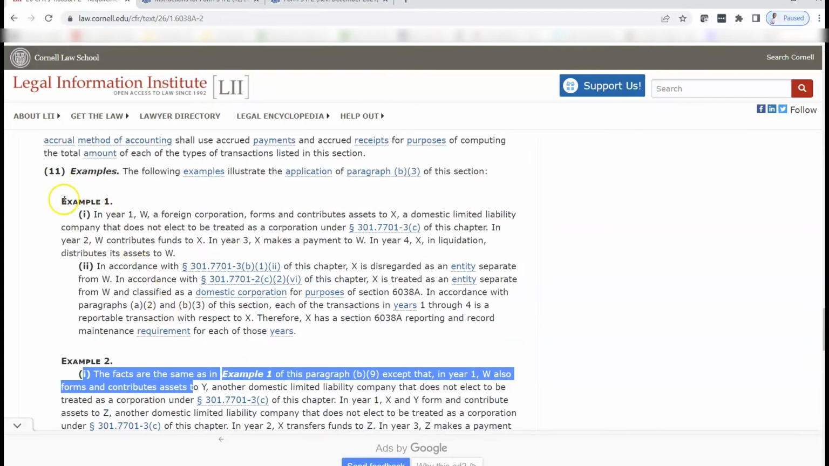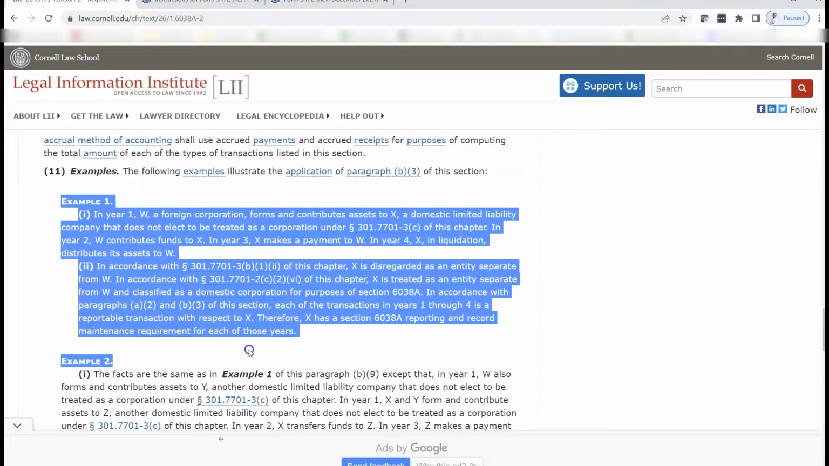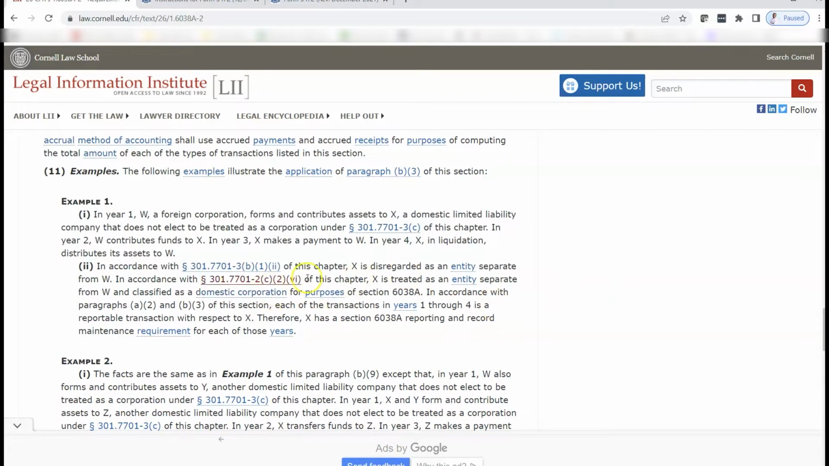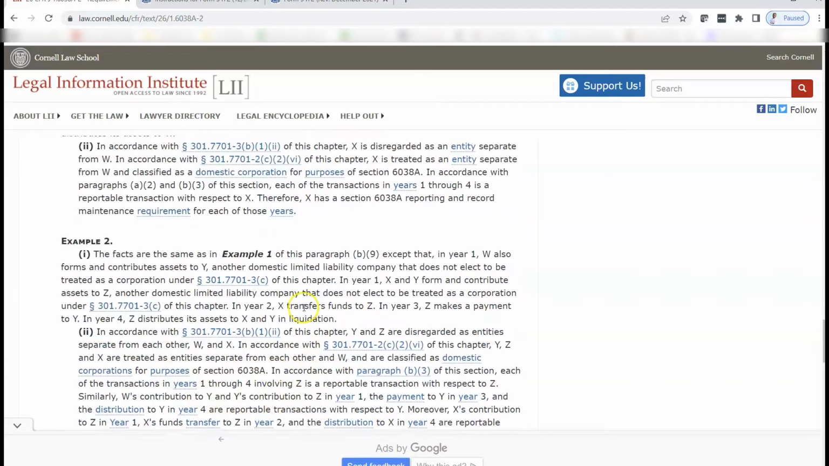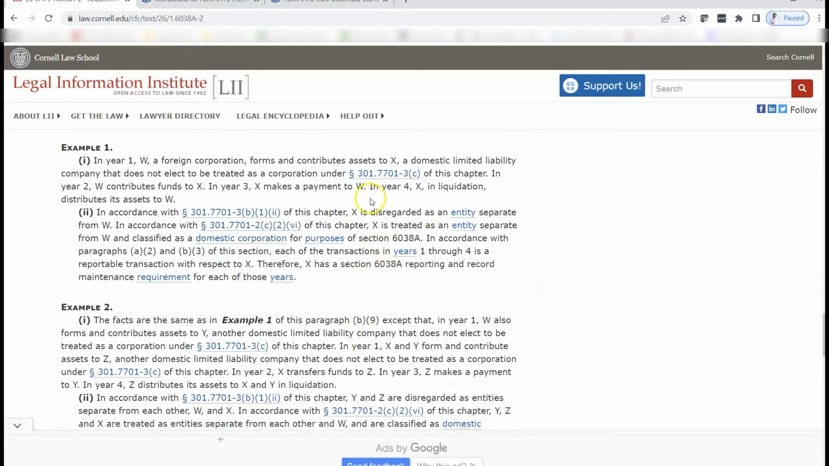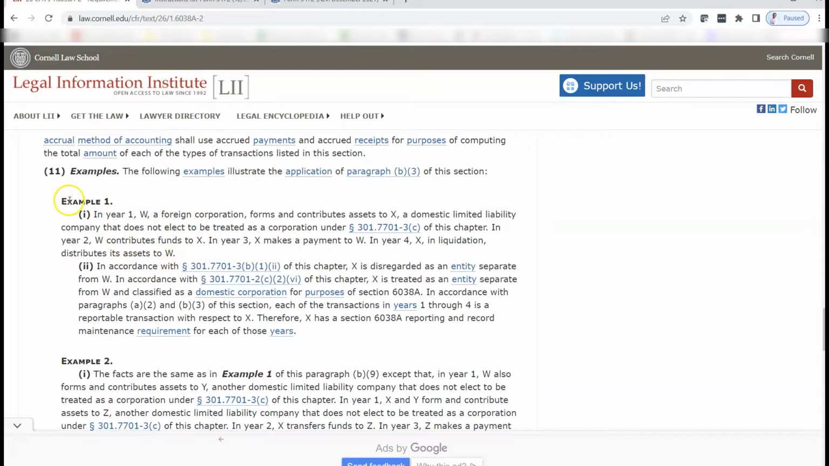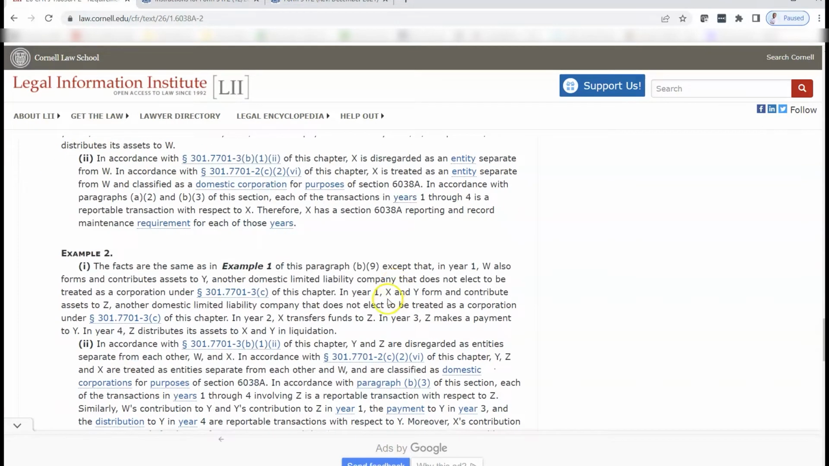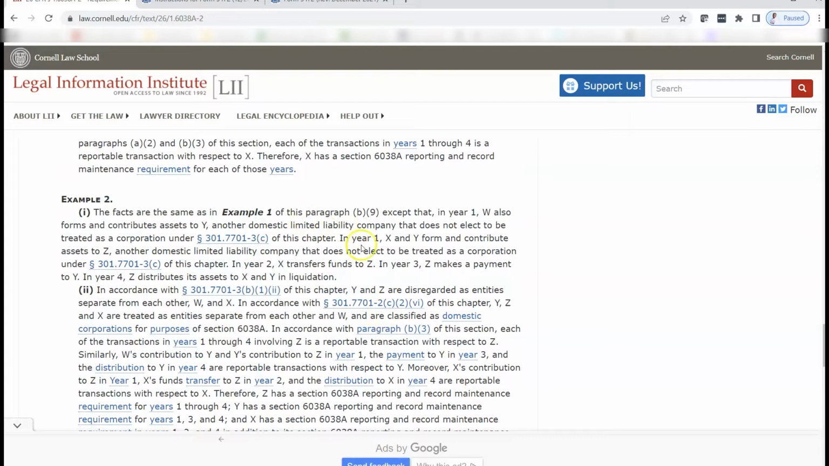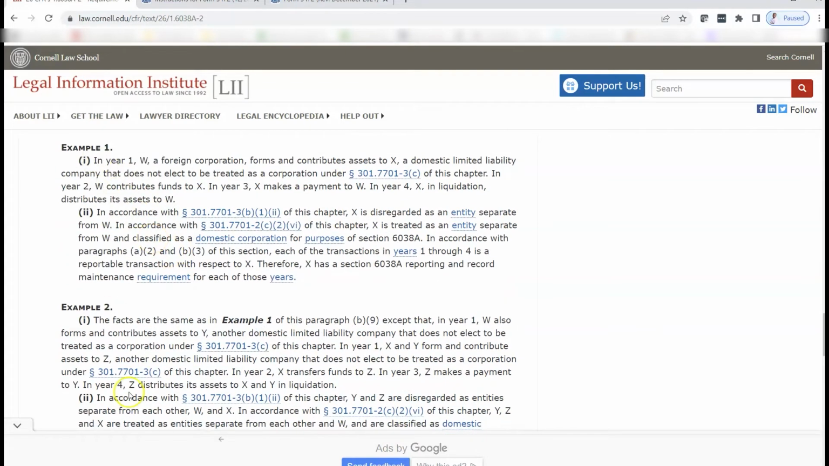So these examples are very good in case you want to know what this Treasury regulation considers a reportable transaction as it relates to foreign-owned U.S. single-member LLCs. The purpose of this video is to put these two examples together and specifically look at year 4. In the prior videos, we did the same thing. We put these examples together and figured out the transactions in year 1, year 2, and year 3. So this is going to be the final video, which combines these two examples together.